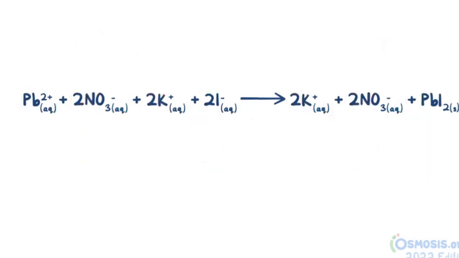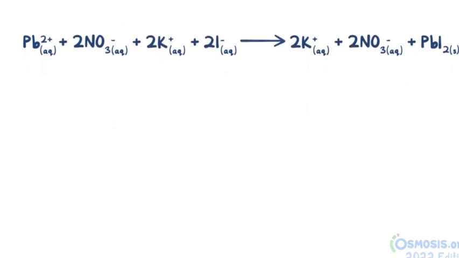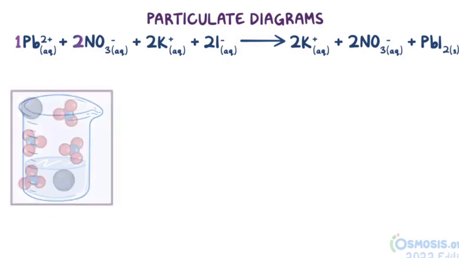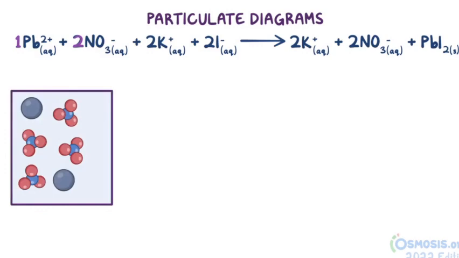Now let's look at this reaction slightly differently using particulate diagrams. We know from balancing charges and the balanced chemical equation that for every one lead 2 plus ion, we need to have two nitrate ions. So if we look at our starting solution in the particulate diagram, we have two lead 2 plus ions and four nitrate 1 minus ions. This makes sense because the ratio has to be 1 to 2.